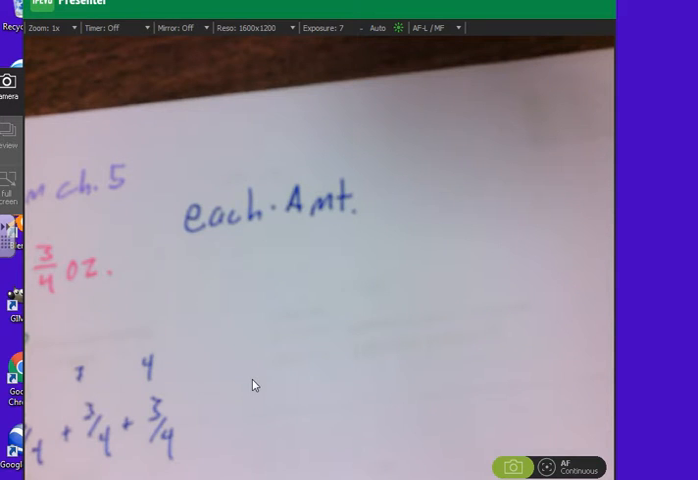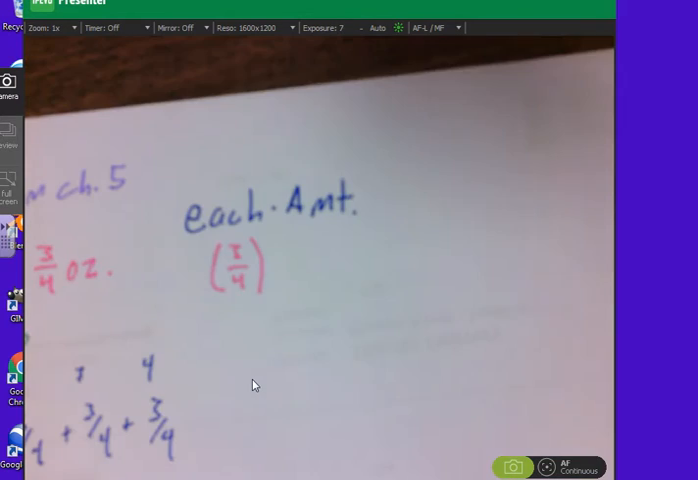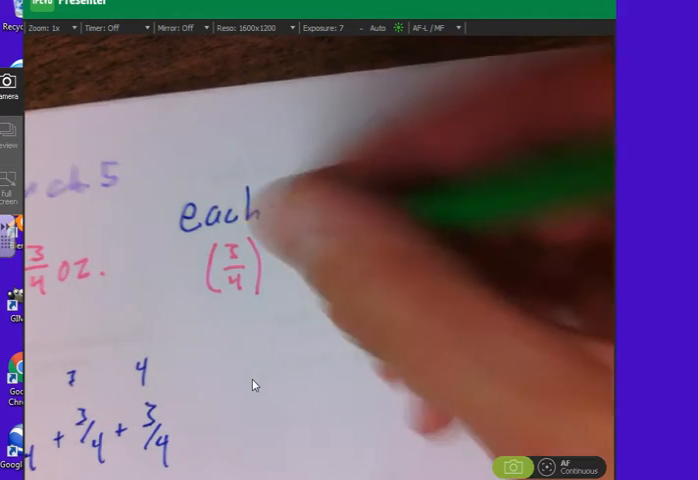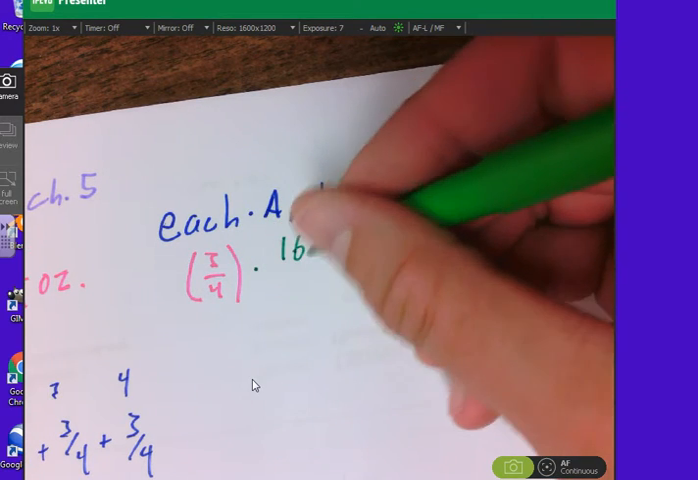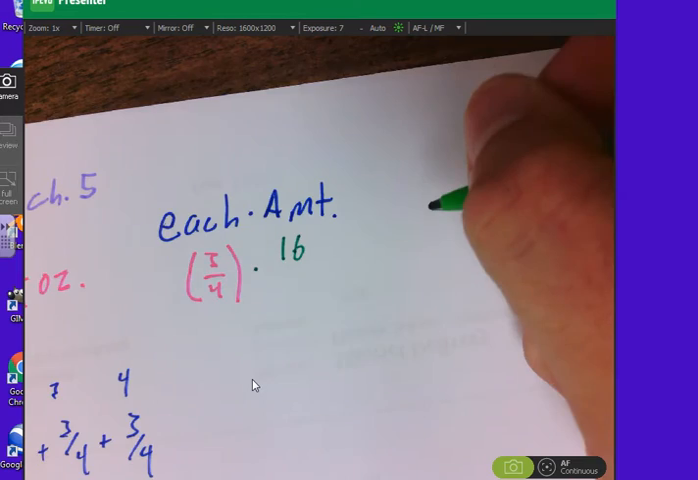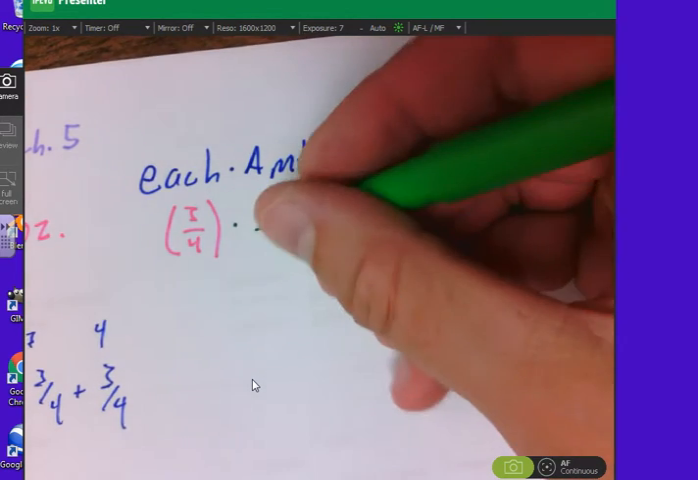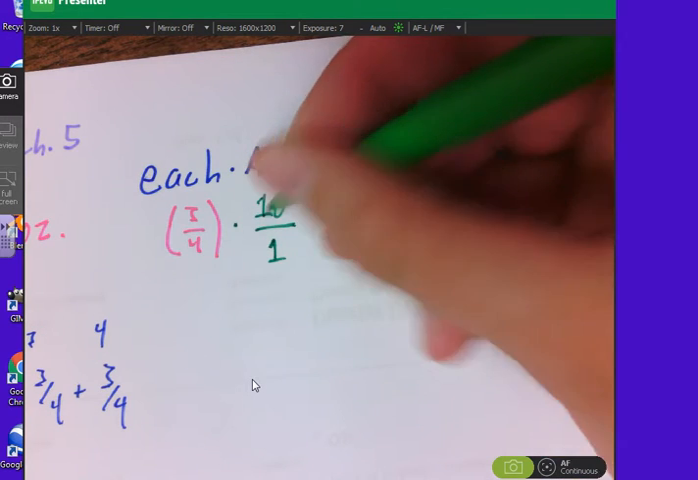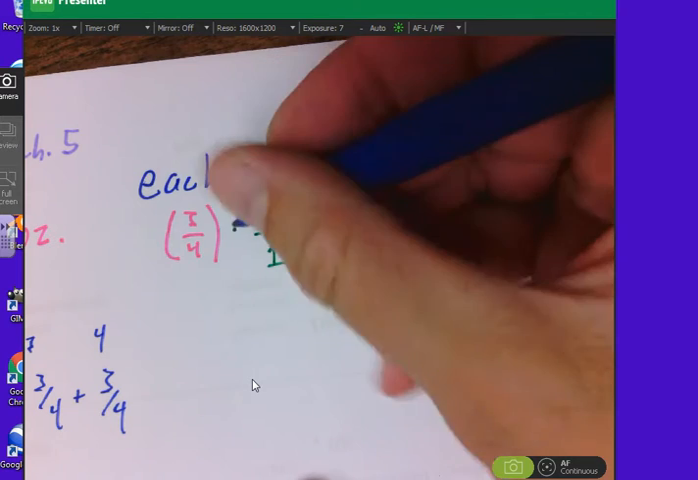So we know that we have 3/4 in each one. So I'm going to set up 3/4 times my amount, which is 16. But since I'm going to multiply by the fraction, what do I do with the 16? I turn it into a fraction by putting it over 1. So to multiply, we multiply straight through the top and straight through the bottom.